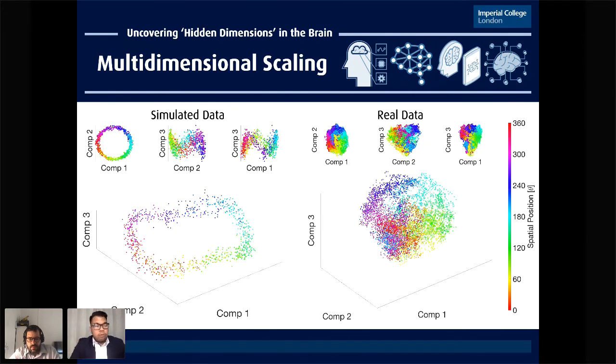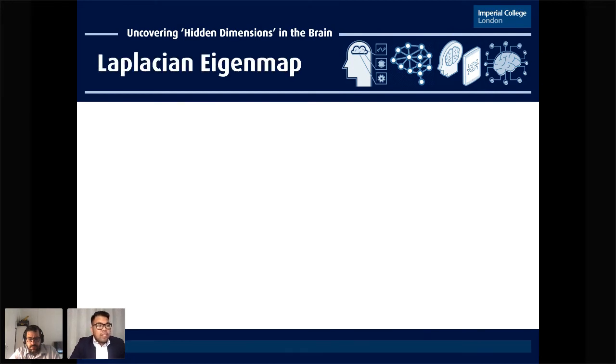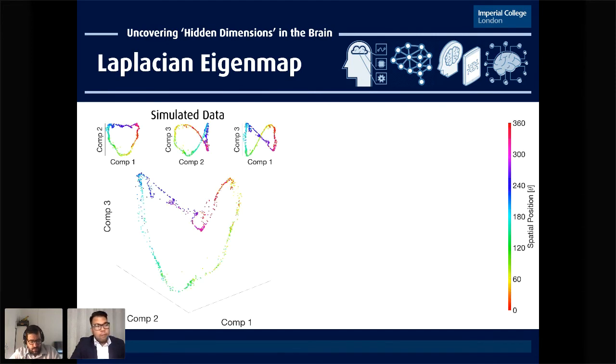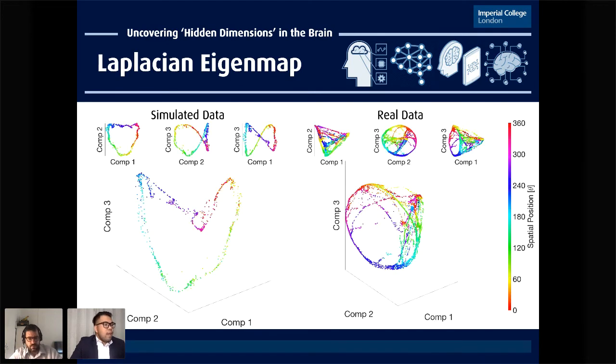Next, the Laplacian eigenmap uses a sparse local neighborhood graph to approximate geodesic distances among data points, and each edge of this neighborhood graph is weighted using a Gaussian heat kernel. Again, we did the same for the simulated data and the real data.